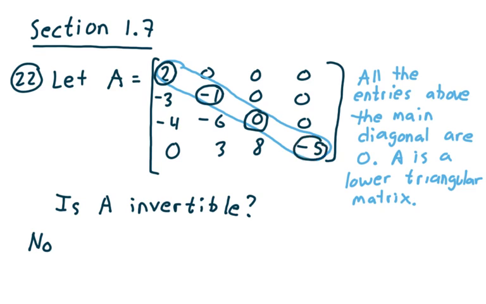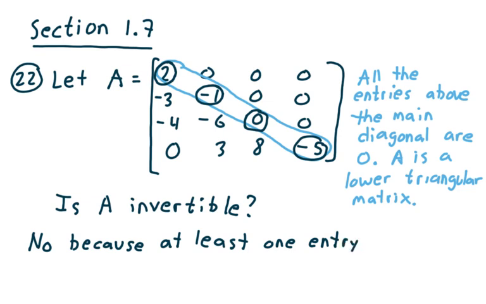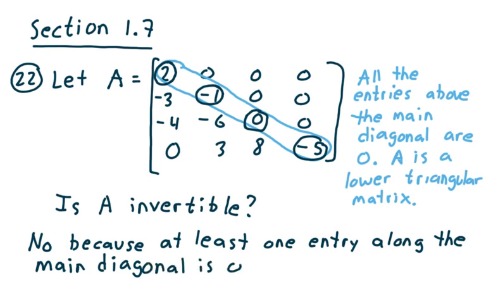The reason why A is not invertible is because at least one entry along the main diagonal is 0. You're done. As long as one entry along the main diagonal is 0, A cannot be an invertible matrix.